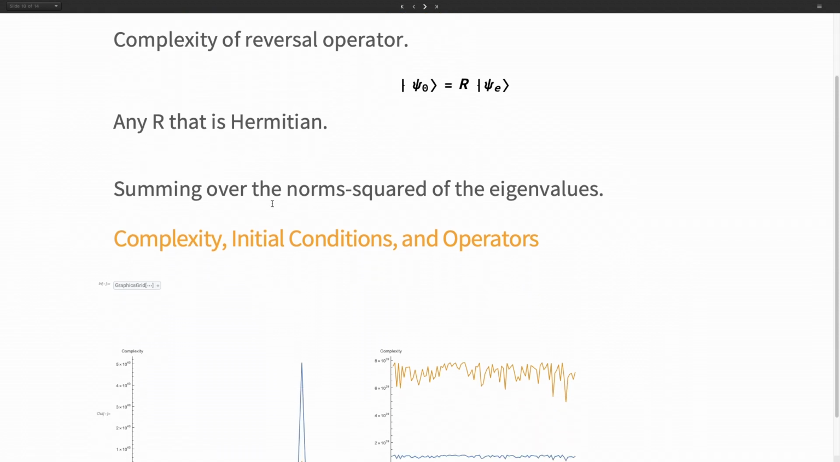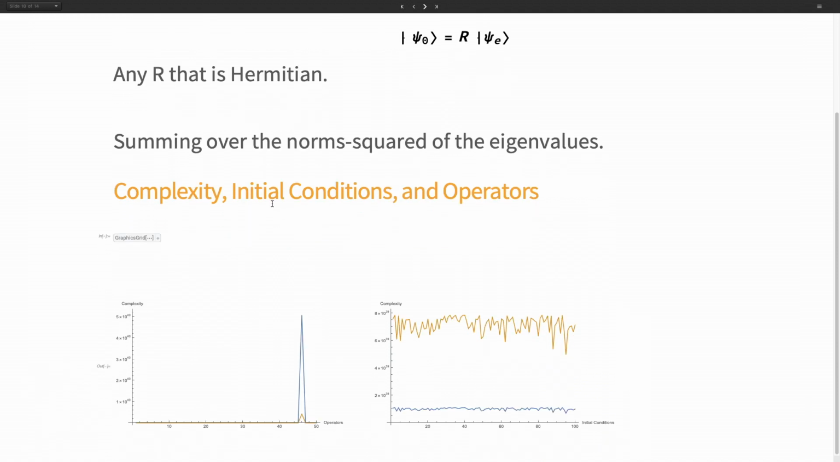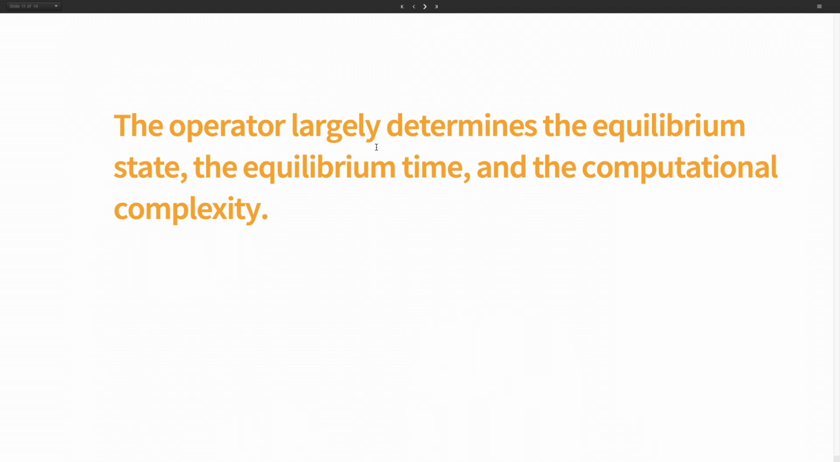And then after you find that R, you can add up the norm squared of the eigenvalues, and that'll give you your complexity. And then I did the same thing. I did it for 100 initial conditions, 50 operators, and this is what I got. On the right, again, averaged over initial conditions. On the left, operators, and you can see similar behavior, that the operator, again, largely determines everything. So that was a big takeaway from this. The operator largely determines the equilibrium state, the equilibrium time, and the computational complexity, which was interesting.